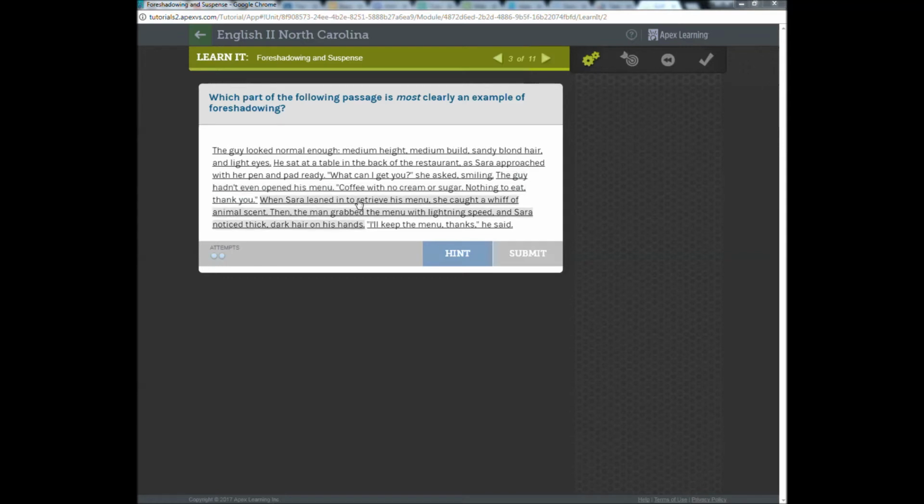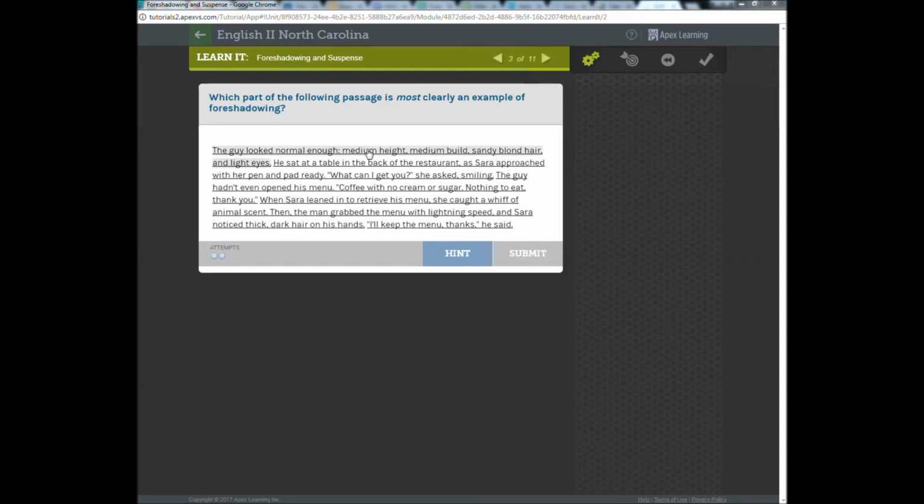When Sarah leaned in to retrieve his menu, she caught a whiff of an animal scent. Then the man grabbed the menu with lightning speed, and Sarah noticed thick, dark hair on his hands. "I'll keep the menu, thanks." So she tried to lean in to get in his area, and she noticed an animal scent. That's when the pace all of a sudden starts quickening up.